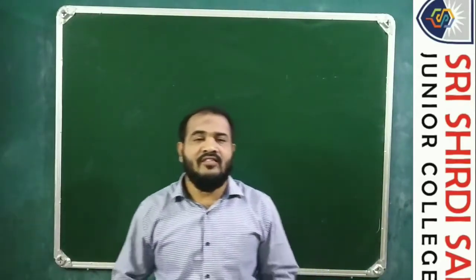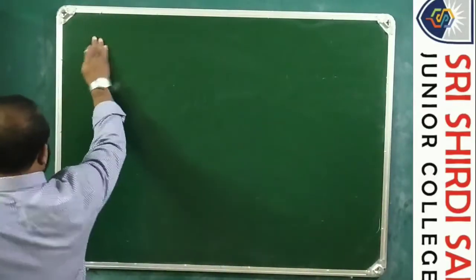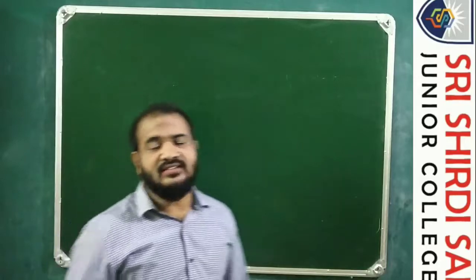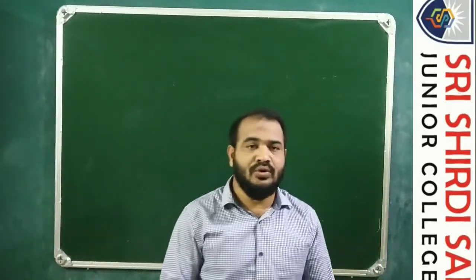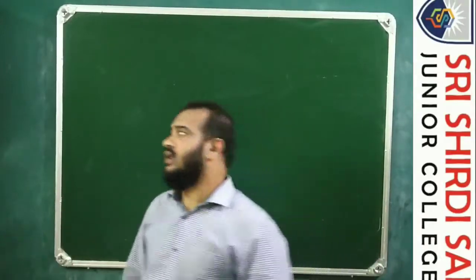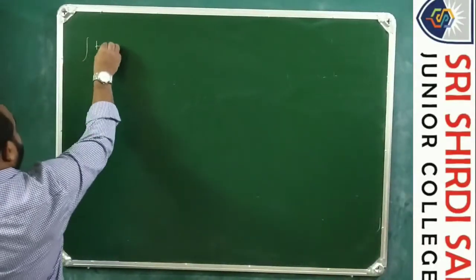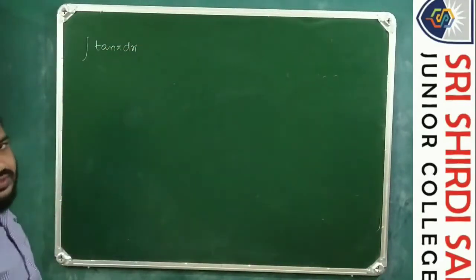Now let us evaluate some standard integrals. So we know d by dx of tan x is secant square x. Integral secant square x dx is equal to tan x plus c. But what if you are asked to find integral tan x dx? So how do we do this?